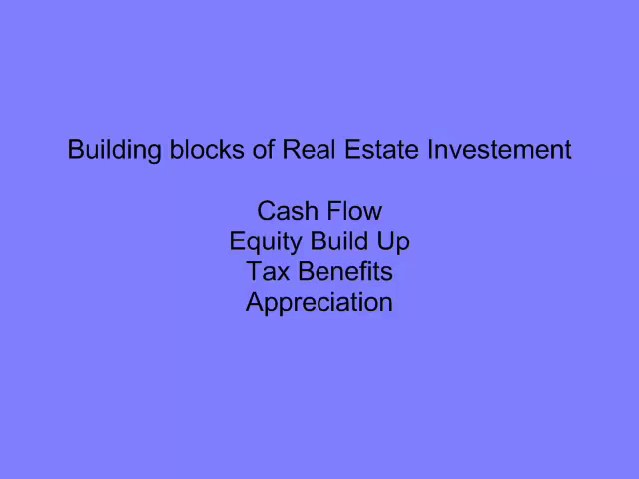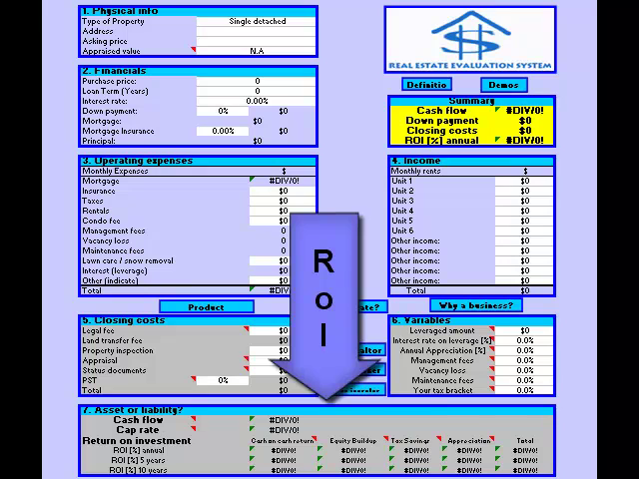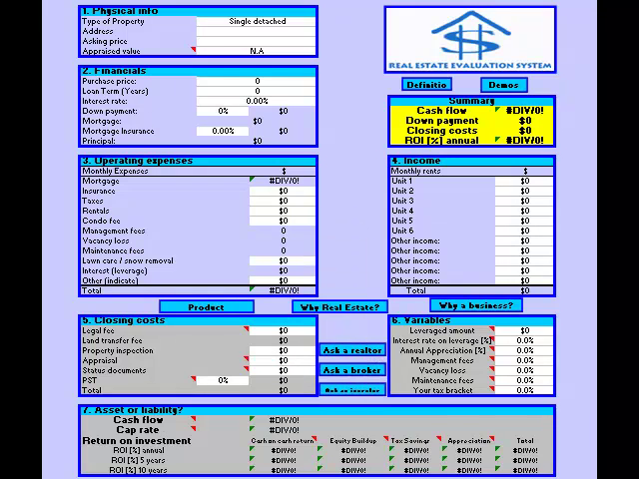Building blocks of real estate investment: cash flow, equity buildup, tax benefits, appreciation. Experienced investors will want to know when and how much of their original investment can they expect to see back from the purchased property. The return on investment for 1 year, 5 years, and 10 years is generated, showing a breakdown on all 4 wealth building blocks: cash on cash return, equity buildup, tax savings, and annual appreciation.